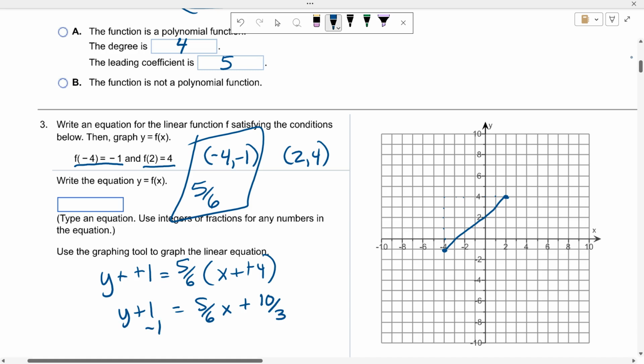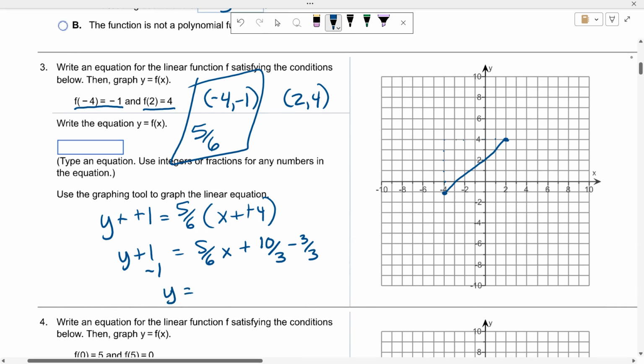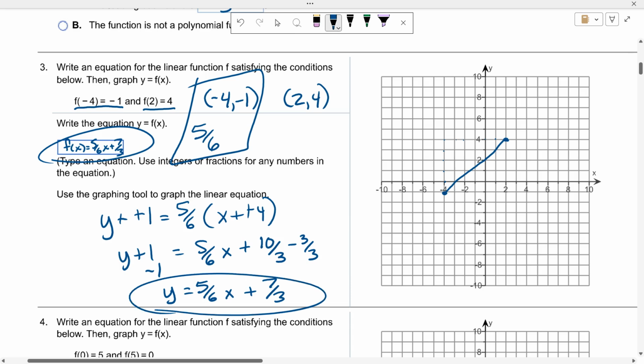Then we're going to subtract 1 from each side. Well, subtracting 1 is the same as subtracting 3 over 3 if we get a common denominator. So our function is y equals 5/6 x plus 7/3. Now, my graph looked like it crossed at 2. My graph was a little off. My line wasn't perfectly straight. So f of x equals 5/6 x plus 7/3. There's my function. Just replace the y with an f of x.